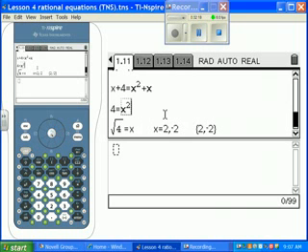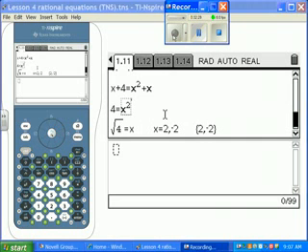So x equals 2 and negative 2. So the solutions are 2 and negative 2. They did both check. They both came out true when we checked them.